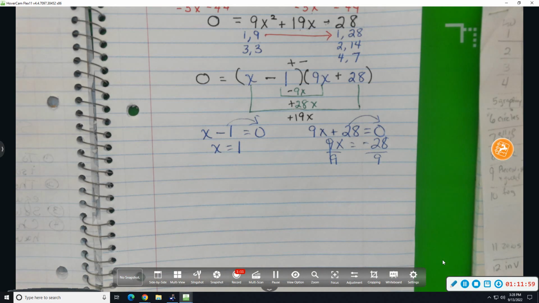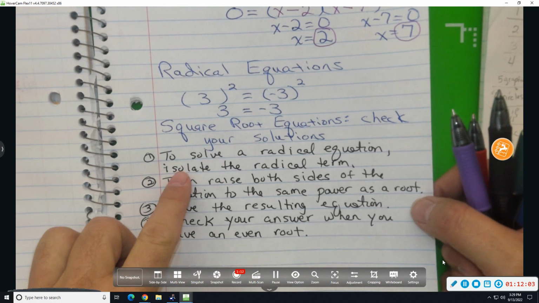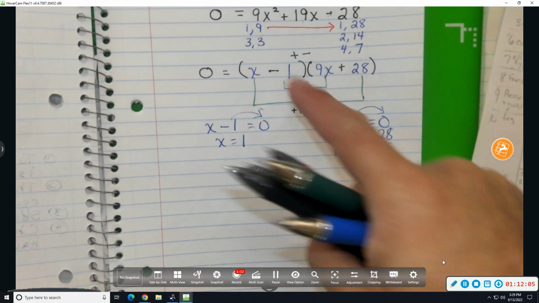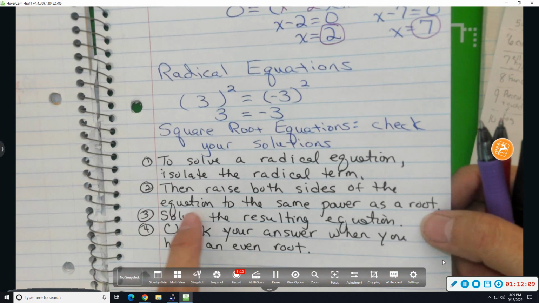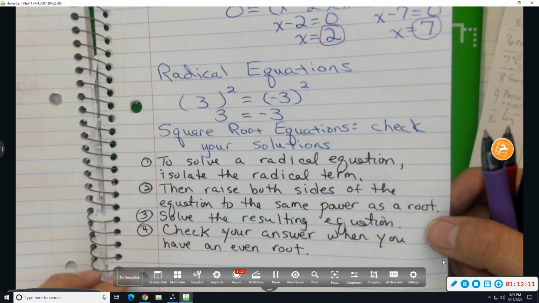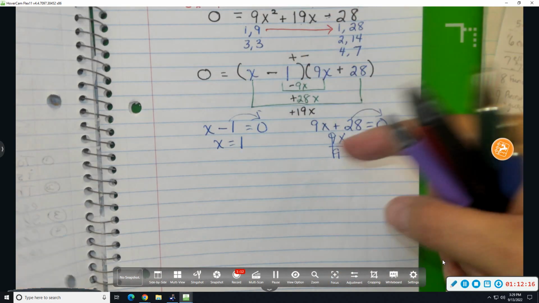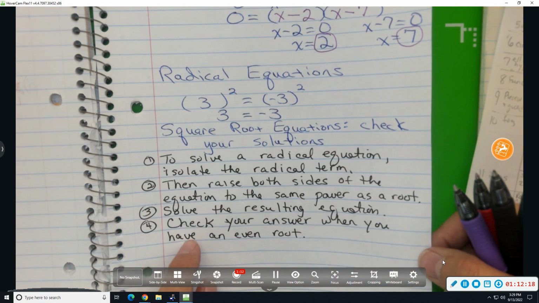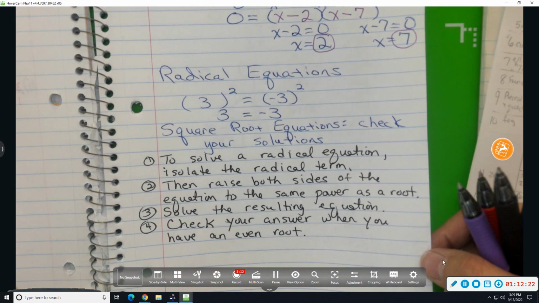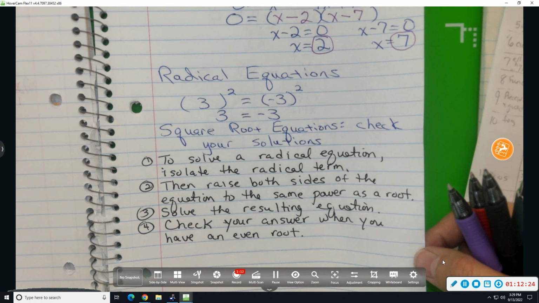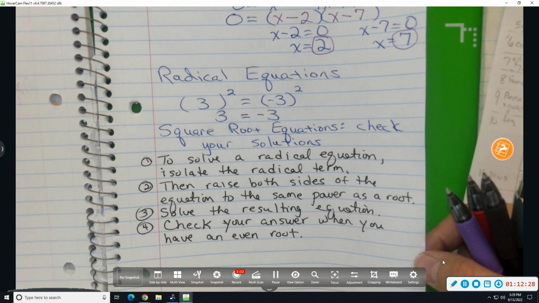So let me reread through this. We isolated the radical term. That's what we were doing when we added 6. We raised both sides to a square because it was a square root. And we went through solving the resulting equations. Check your answer when you have an even root, mainly a square root. For your purposes, if it's a square root, you have to check it. If it's anything other, like a cube root, you don't.